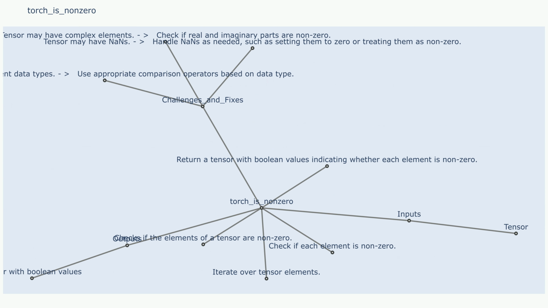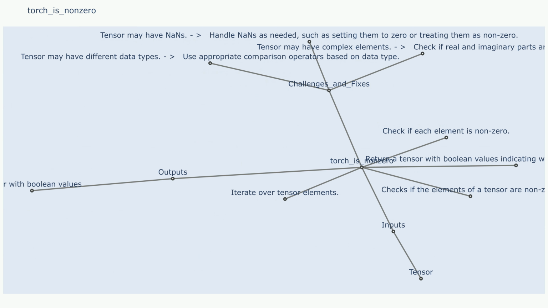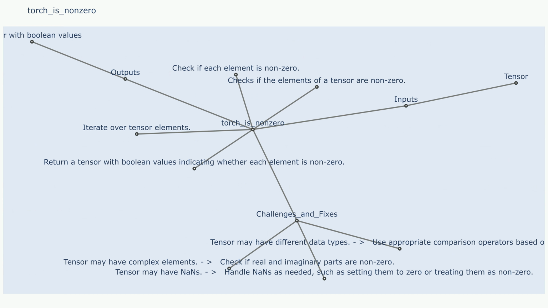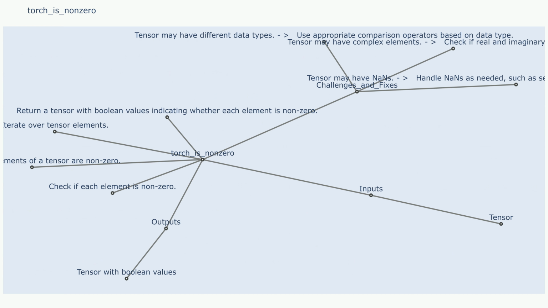Steps. Step 1: The function iterates over each element in the input tensor. Step 2: For each element, it checks if the element is not equal to 0. Step 3: If the element is not equal to 0, the corresponding element in the output tensor is set to true. Otherwise, it is set to false.